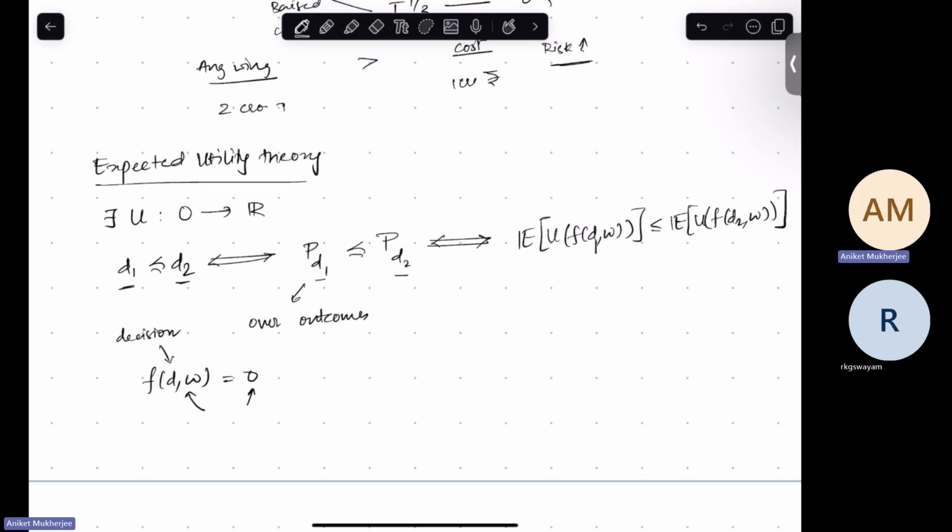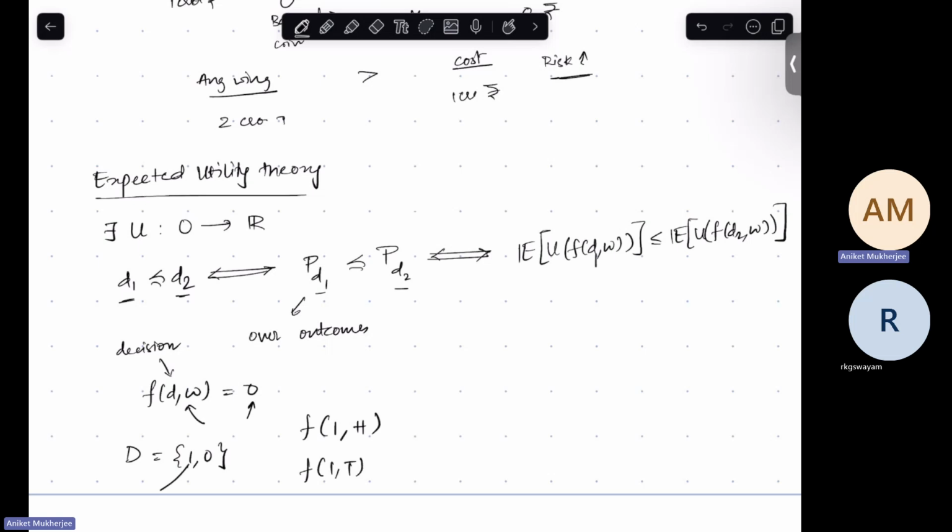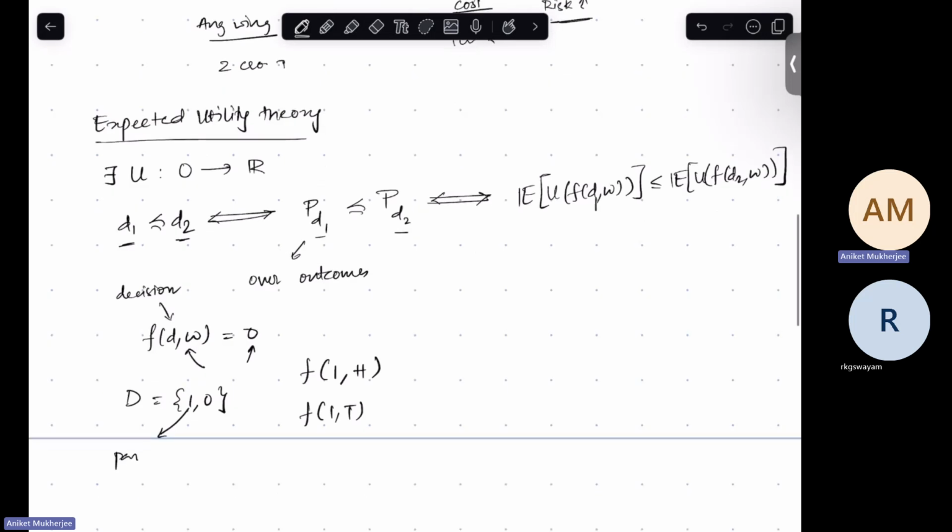In these two examples, the decision was either to participate in the lottery or not to participate. Suppose your decision set was {1, 0}, then you had f1. The randomness omega could either be heads or tails, right? One means you are participating in the lottery. Zero means you are not. So f1(H) would give you 300 rupees and f1(T) would give you 0 rupees.